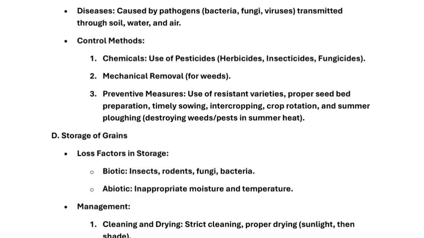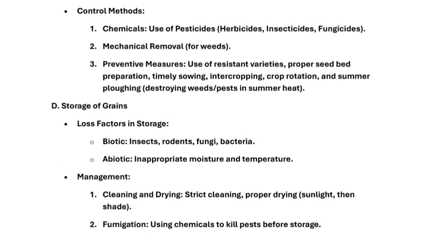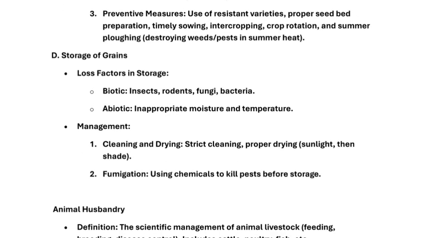Control methods: 1. Chemicals, the use of pesticides, herbicides, insecticides, and fungicides. 2. Mechanical removal, for weeds. 3. Preventive measures: use of resistant varieties, proper seed bed preparation, timely sowing, intercropping, crop rotation, and summer plowing, destroying weeds and pests in summer heat.